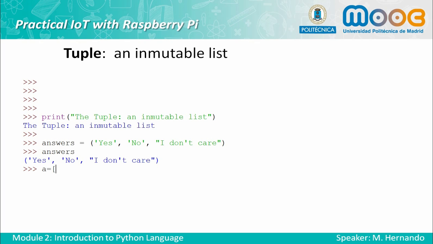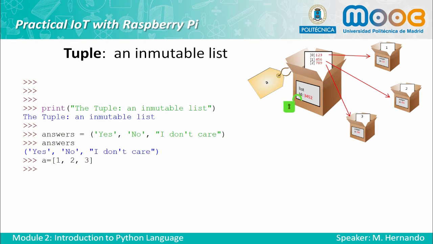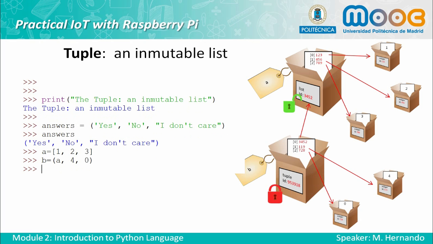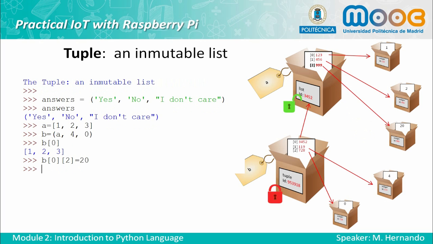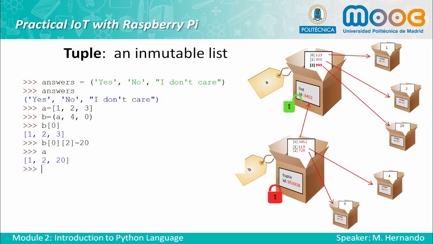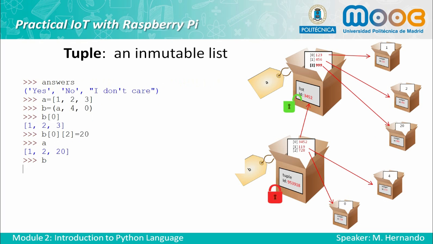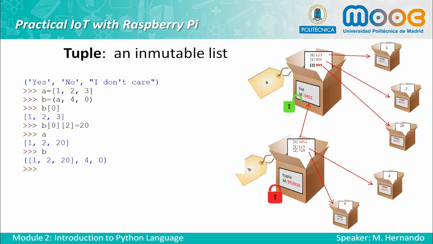For example, we are going to create a tuple with a list included, A, and the tuple, V. The element 0 of the tuple is a list. There is no problem in modifying that list. We assign 20 to the third element of the list pointed by the first element of the tuple. So if we print A and B, notice how the original list A has been modified.